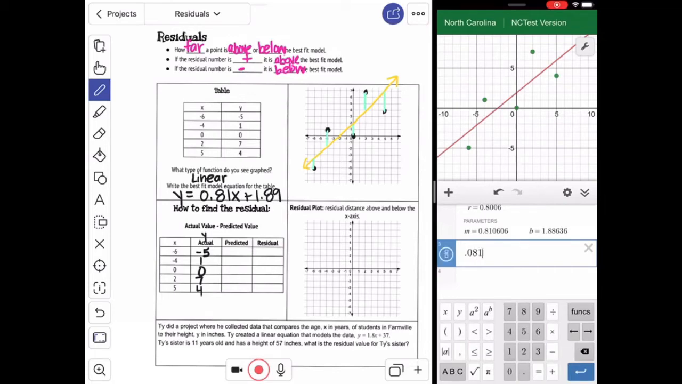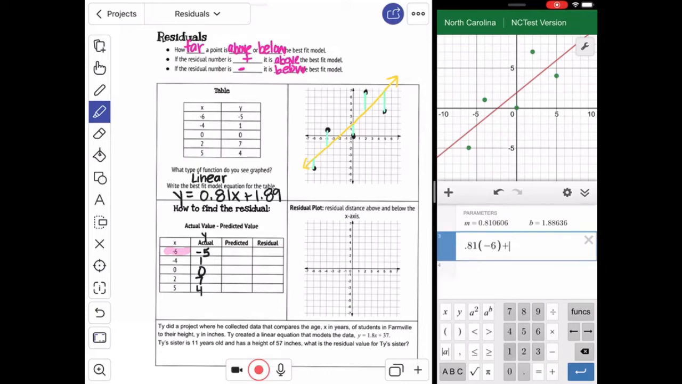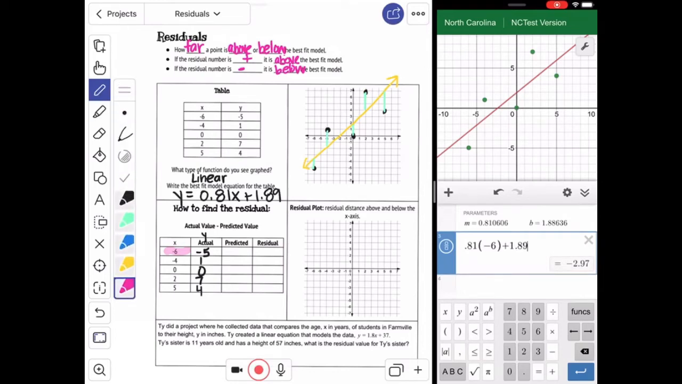So if I take my 0.81 and I multiply that by my x value, I'm going to take here and we're going to put in -6. And my best fit model, it is predicting that I would have -2.97. Which obviously we should have gotten -5, but again, this is a best fit model. They're using the points given and they're fitting it the best that they possibly can.